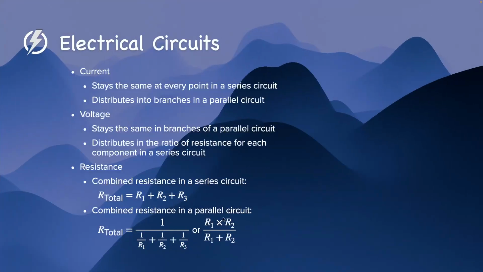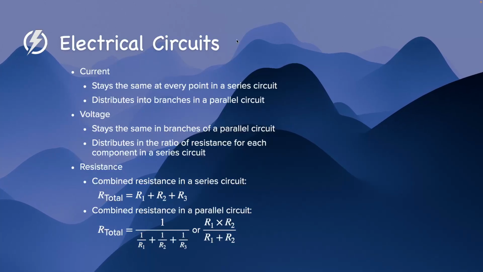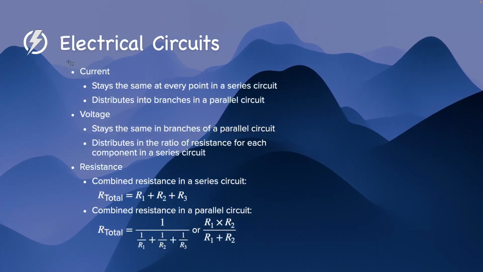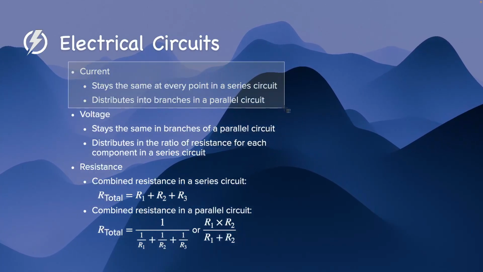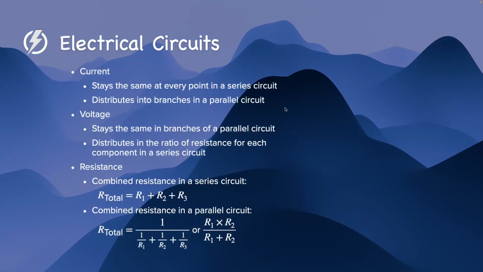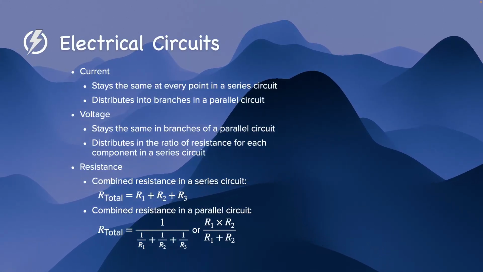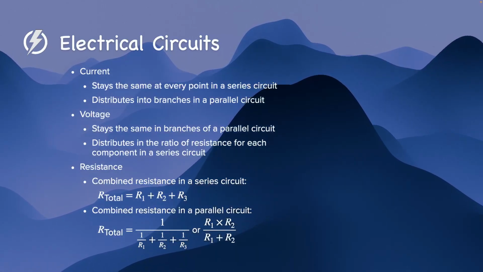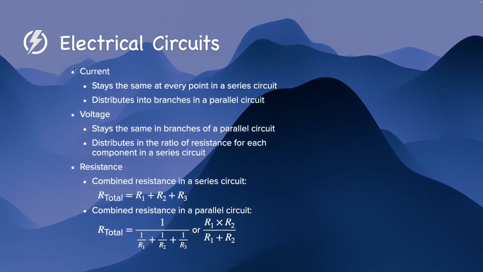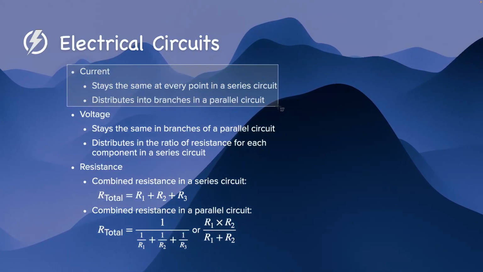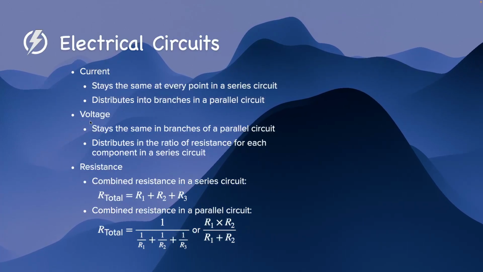Right, moving on. These are the things that you need to know about electric circuits. The current stays the same at every point in a series circuit. So if you have multiple resistors, multiple light bulbs, and you put them next to one another in a circuit without any branching, it results in a situation where the current at any point in the circuit is exactly the same.